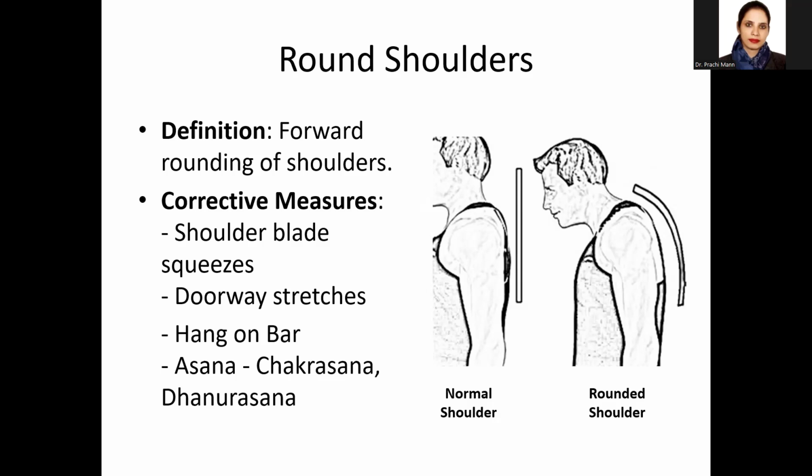And the corrective measures for round shoulders are practicing shoulder blade squeezes, doorway stretches, hanging on a horizontal bar or rod to stretch out the shoulders, then performing some asanas like chakrasana, dhanurasana.